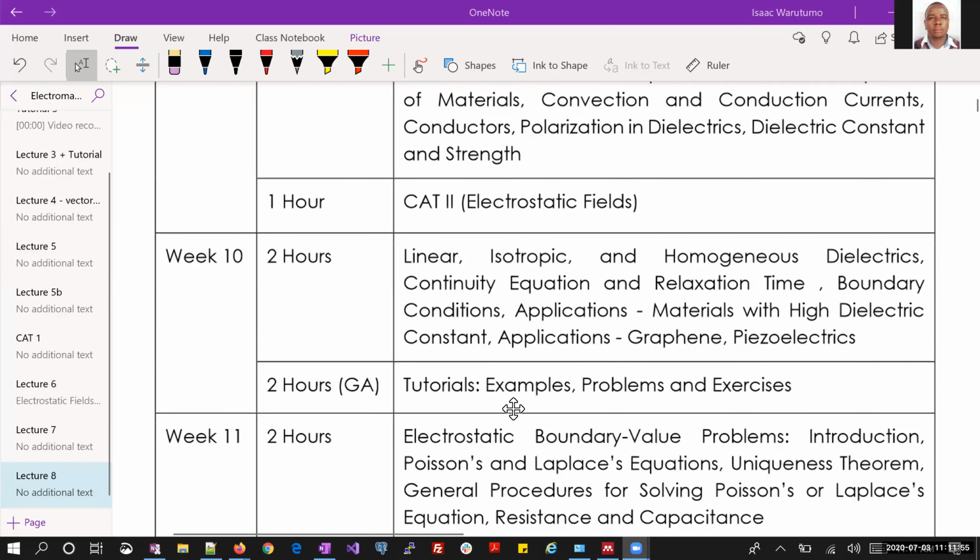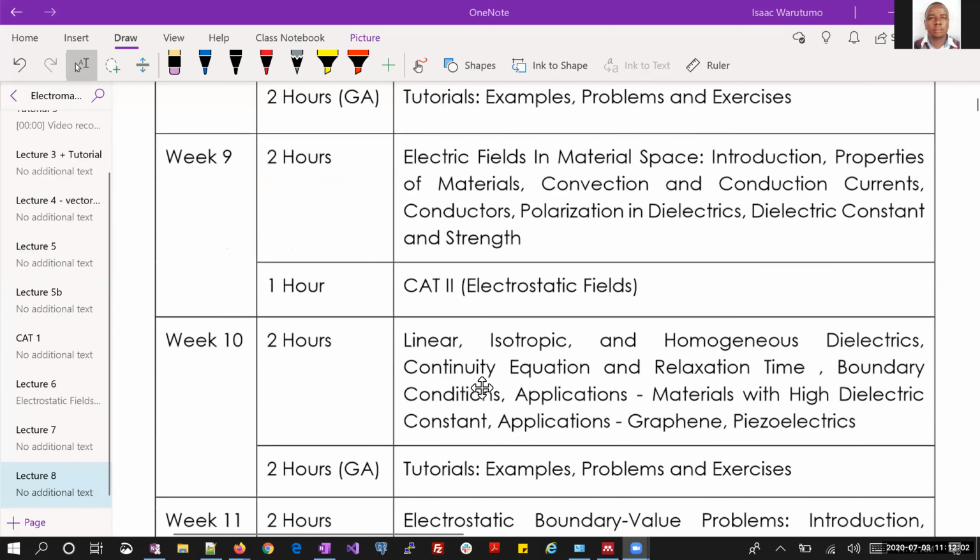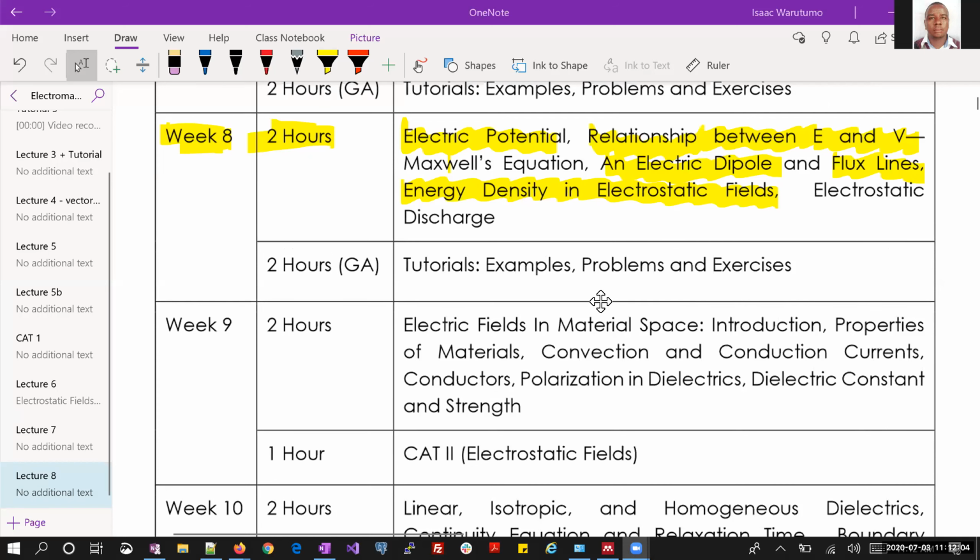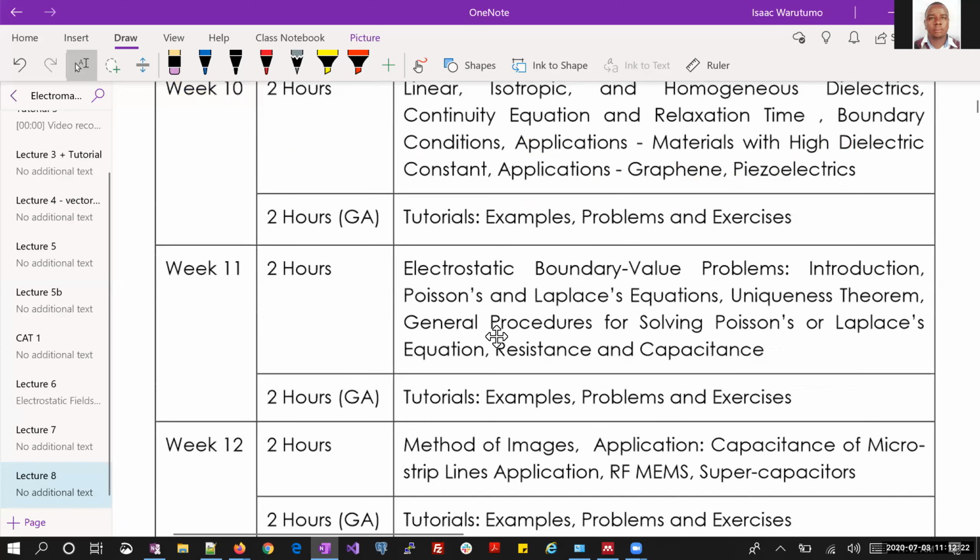you will see a request by the GA to communicate with you so that you can have some number of tutorials, particularly to assist you with the problem solving and examples. So for now, I guess we are doing okay in regard to coverage of the material that we require to cover. So for now, we start with this material.